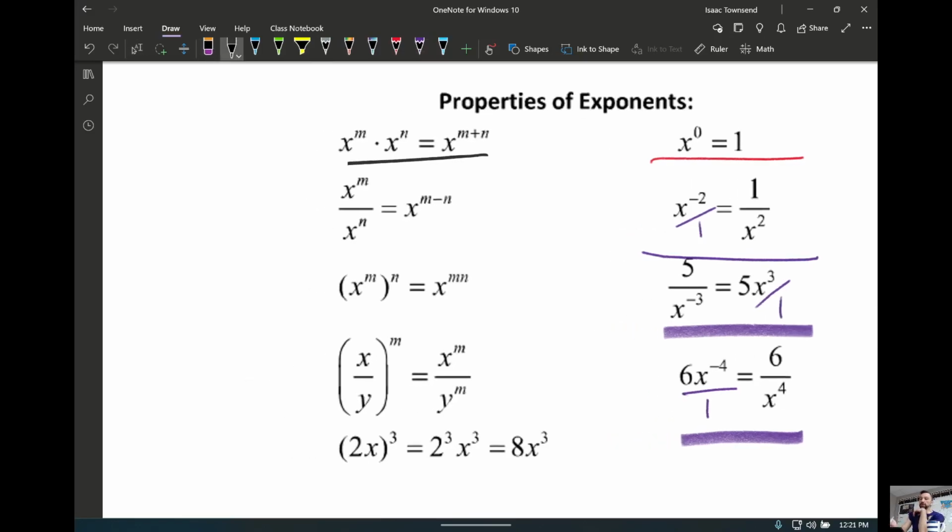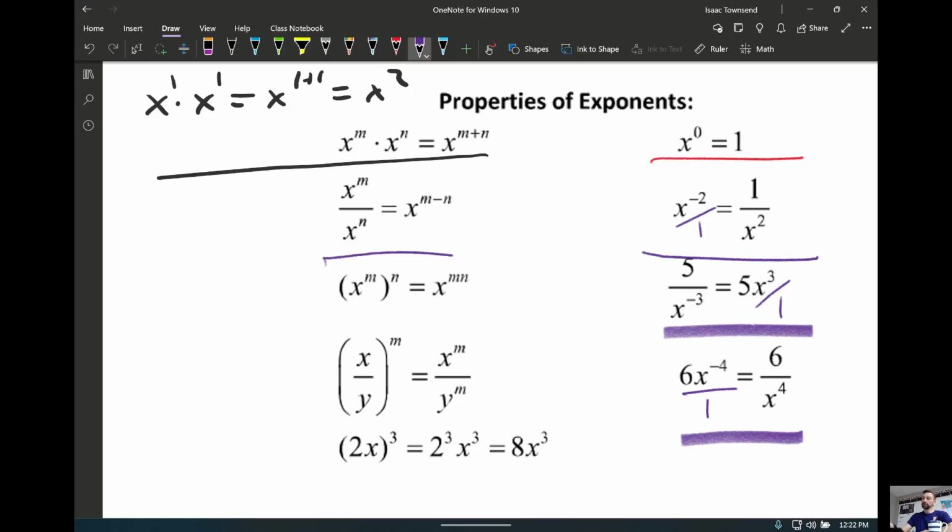This is probably the one you have the most familiarity to, but it just looks kind of funny. This one deals with x times x. When you multiply things with the same base, you add the exponents. That's why x times x is x squared. If you divide things with the same base, you subtract the exponents.